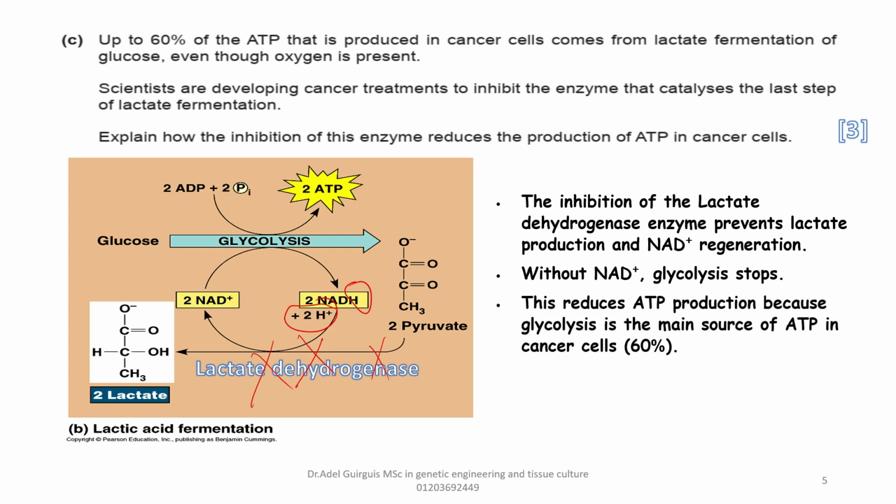Now this reduces ATP production of sugar, because glycolysis is the main source of ATP in cancer cells, 60%. From the beginning, 60% of the ATP produced in cancer depends on lactate fermentation. So this leads to a decreased chance of dividing cancer cells, or a decrease in the size of the tumor.